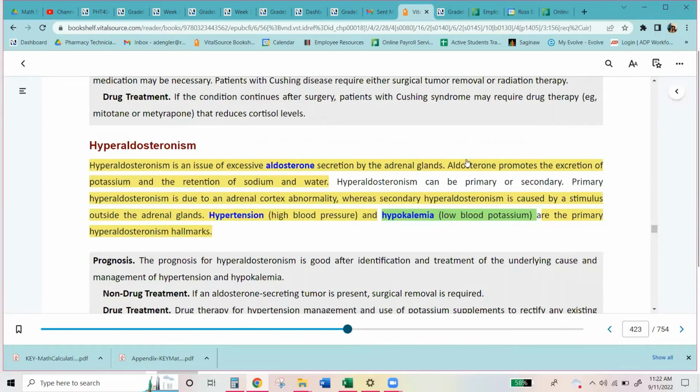Hyperaldosteronism is an issue of excessive aldosterone secretion by the adrenal glands. Aldosterone promotes the excretion of potassium and the retention of sodium and water. This is due to an adrenal cortex abnormality, whereas secondary hyperaldosteronism is caused by a stimulus outside the adrenal glands. Hypertension and hypokalemia are the primary hallmarks. Hypertension is high blood pressure, hypokalemia is low blood potassium.